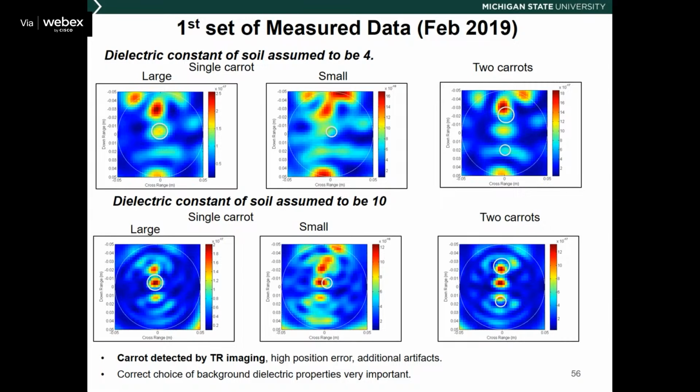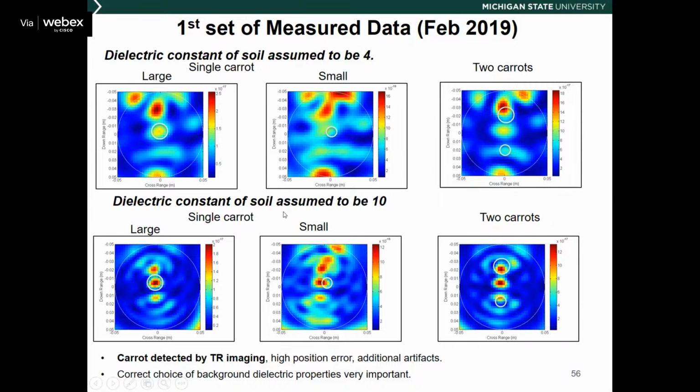this is what we get. We call this the first set of measured data. You can see large, small, and 2 carrots. The white circle here shows you the true location of the carrots. The result is not that great. You can see some indication of the roots, but a lot of artifacts out there.